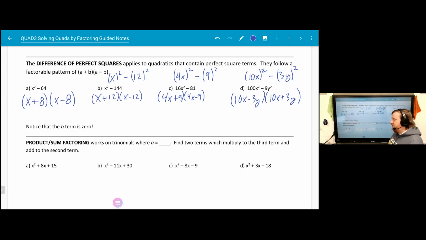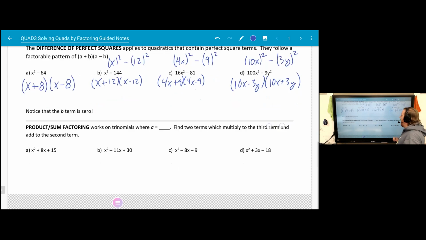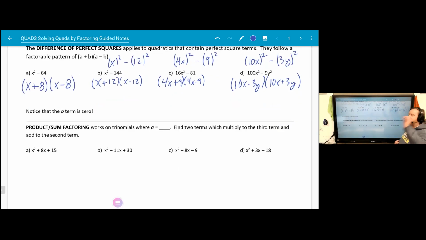Okay, that's a very specific one. Let's go to a more general one, okay? This is called product sum factoring. I'm sorry, product sum factoring, not "or", product sum factoring.